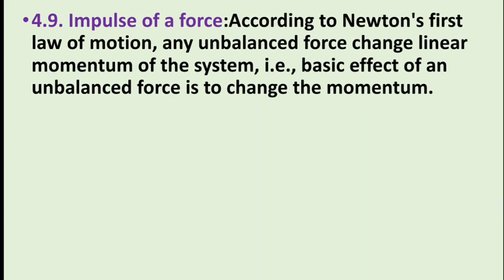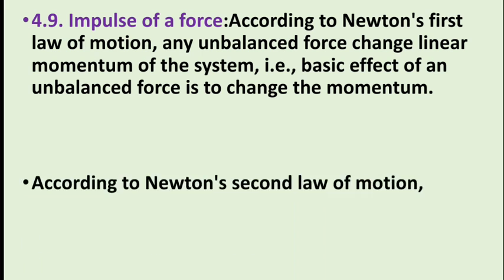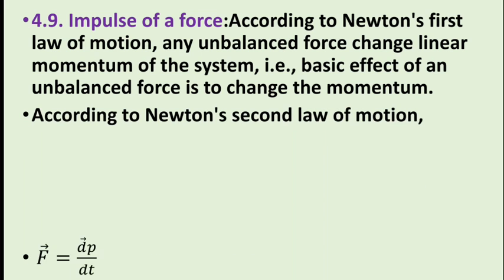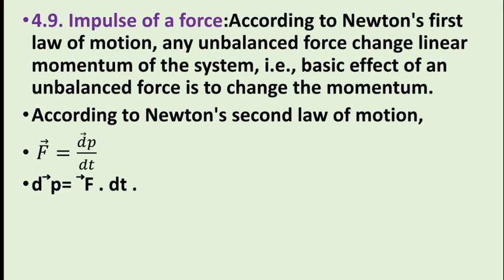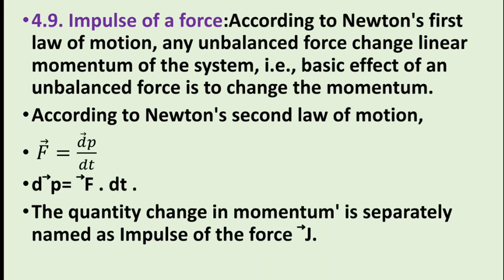Impulse of force explained: according to Newton's first law of motion, any unbalanced force changes linear momentum of the system. That is, basic effect of an unbalanced force is to change the momentum. According to Newton's second law of motion, vector F is equal to vector dp upon dt, so vector dp is equal to vector F into dt. The quantity change in momentum is separately named as impulse of the force, vector J.